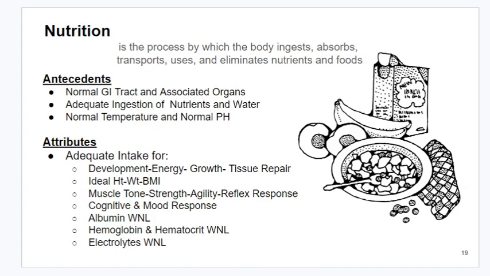Some attributes that do relate back to nutrition is we need adequate intake for the development of energy, growth, and tissue repair, which is what we use our food intake for. We obviously hope we have an ideal height, body weight, or what we call a BMI. We want proper muscle tone, strength, and agility, so that way we can have that proper peristalsis. We aren't having constipation, things like that would back up or interfere with our nutritional intake.